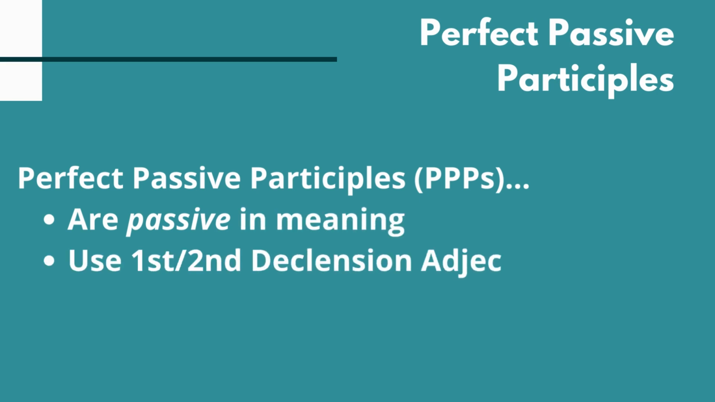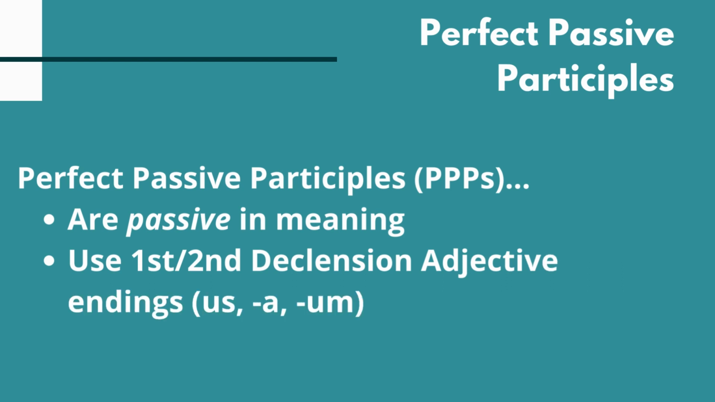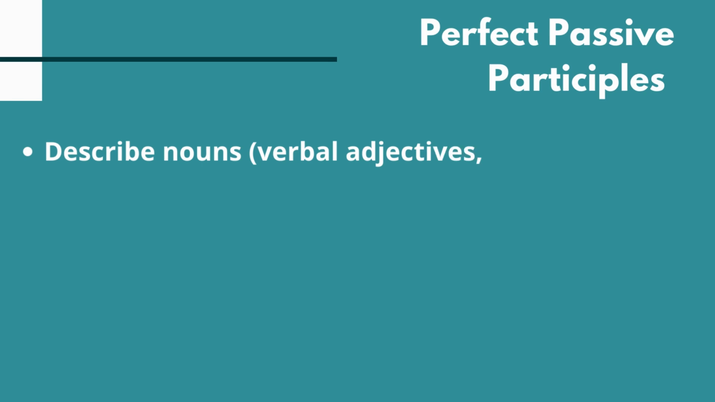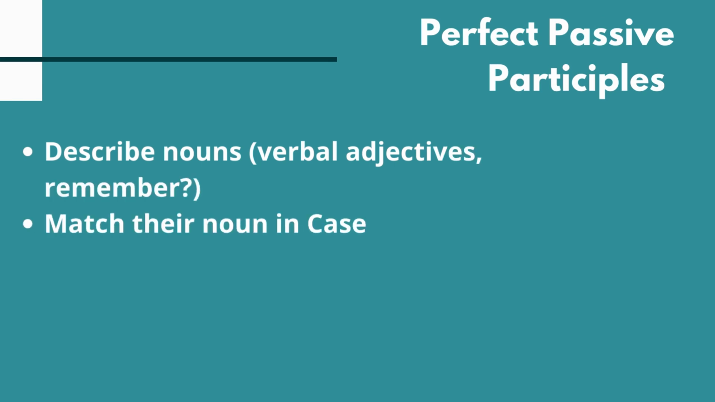So in other words, they end in us, a, um. If you take a look at that fourth principal part of a Latin verb, you're going to see the us, a, um ending. That's because it's using adjective endings, which makes sense because it's a verbal adjective. So they're used to describe nouns, right? They're adjectives. That's the whole idea. They match their noun in three ways: case, number, and gender, just like an adjective would, right? So they have to match in case, number, and gender.